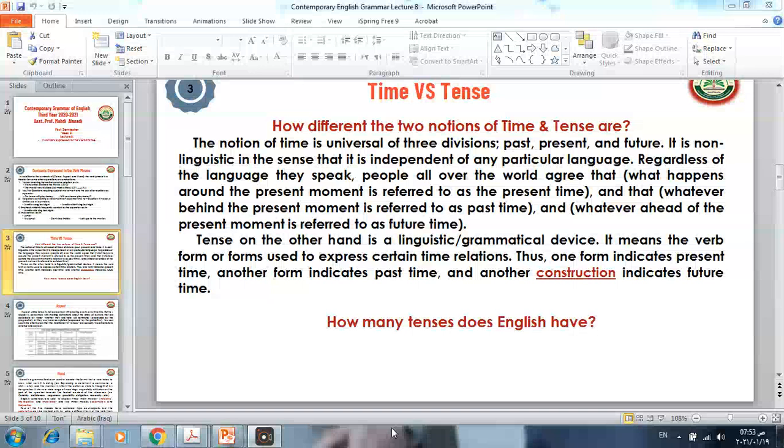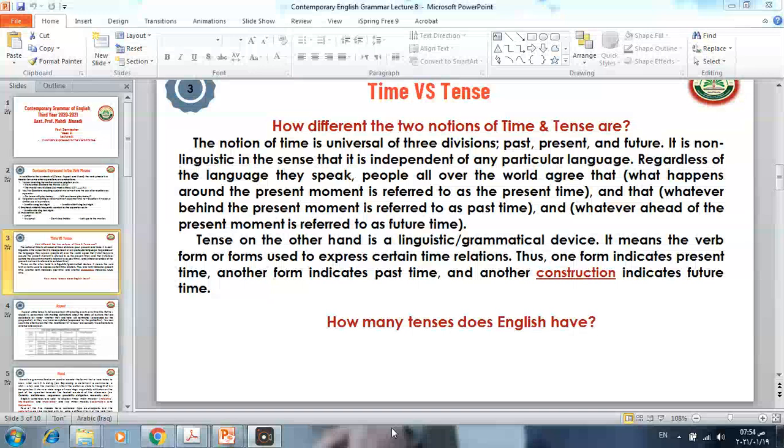So how do we refer to tense? We refer to tense by the use of special verb forms. Okay, we have special verb forms that are used to indicate the present time, like the base verb and the s-inflected verb, and we have other verb forms that are used to refer to the past, and other constructions that are used to indicate the future time.